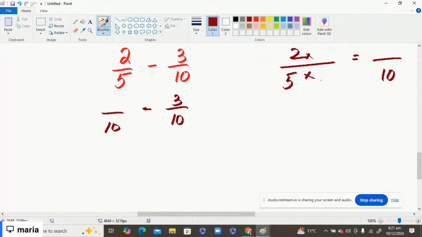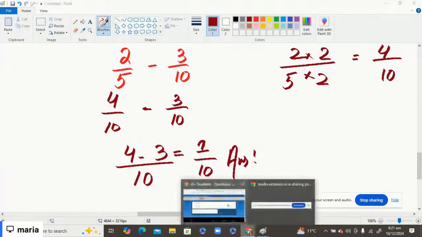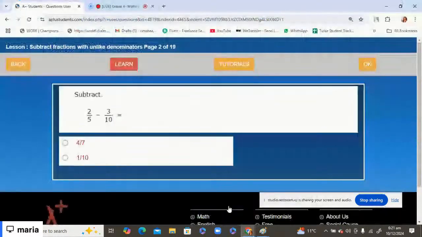So 5 times 2 is 10, okay? So 2 is multiplied as well as divided. So 2 times 2 is 4, 5 times 2 is 10. So here is 4 by 10, okay? Putting 10 here in the denominator, only one 10, and subtracting only their top numbers. 4 minus 3 is 1 over 10, okay? And this is your answer. So it's 1 by 10.